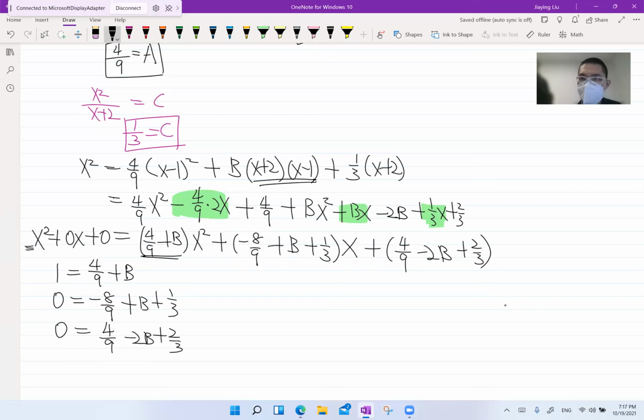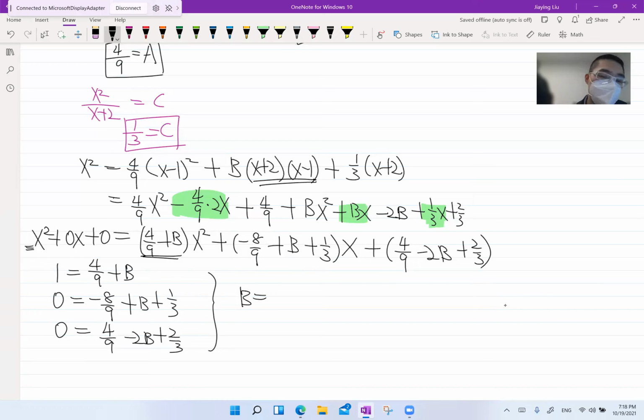Let me just quickly double check if it's right. So if I put 0 there, I get 4 over 9 minus 2b plus 2 over 3. Well, at least this equation is correct. The other two should be correct. So from here, we can solve for b. And it turns out it doesn't matter which equation you solve for b, you should only get one answer.